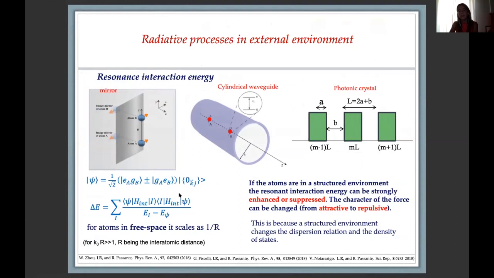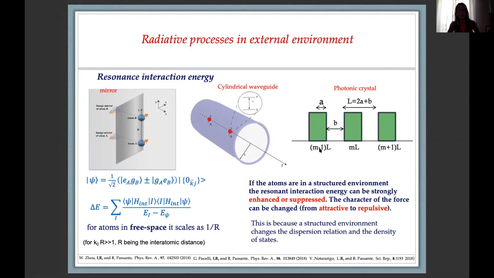Because the states are prepared in a correlated symmetrical or anti-symmetrical state, the interaction is a second order interaction. For atoms in free space, this interaction scales as 1 over R. It has been shown that this interaction energy can be modified if the atoms are in the presence of a perfectly reflecting mirror, inside a cylindrical waveguide, or inside a photonic crystal. In this case, the resonance interaction can be strongly enhanced or suppressed, and the character of this interaction can be changed from attractive to repulsive.